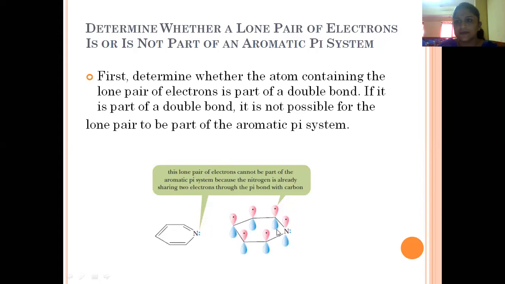So that's why there is no role of these electrons to give the aromaticity to that compound. This much we have covered.